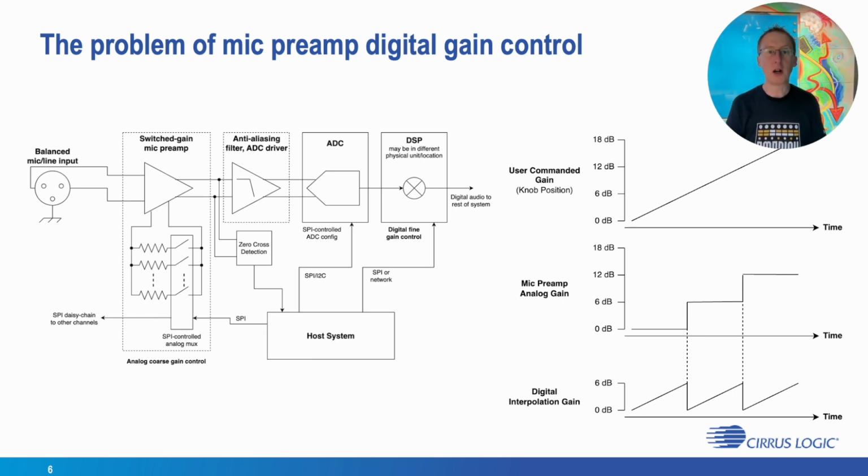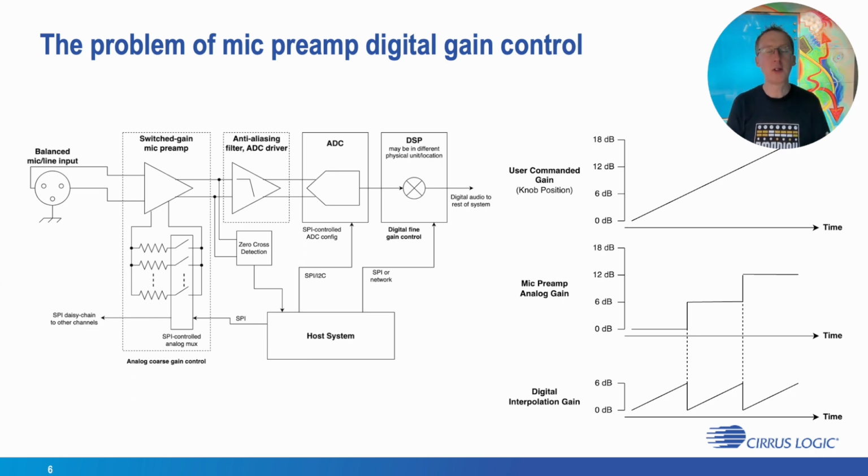And then in the bottom graph there, you can see what the digital interpolation gain is doing, ramping up between those steps, and then when the mic preamp gain steps up, the digital interpolation gain has to step down at the same time. Now the problem here is that if there is any time domain misalignment between the analog up step and the digital down step, you get a glitch caused by a gain change transient on your audio, and that glitch causes an audible pop. And this is a hard problem to overcome when the digital gain is implemented in a different part of the system to the mic preamp gain control.